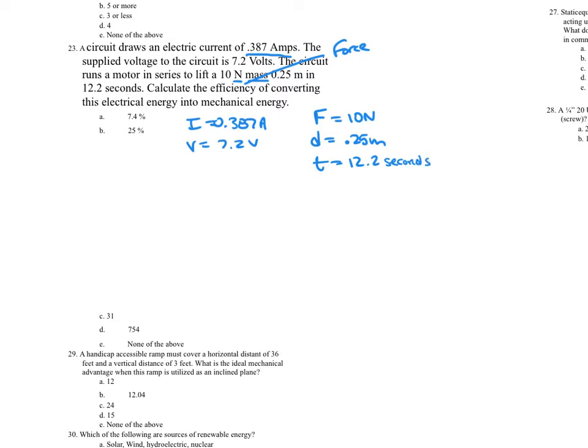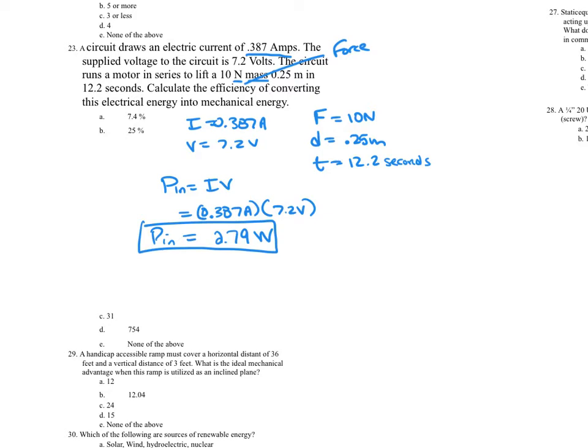Calculate the efficiency of converting electrical energy to mechanical energy. So what I can do is calculate the power input from the electricity by multiplying current times voltage. So 0.387 amps times 7.2 volts, multiplying these two values will give us a measurement in watts. And so I have an input power of 2.79 watts, just about.